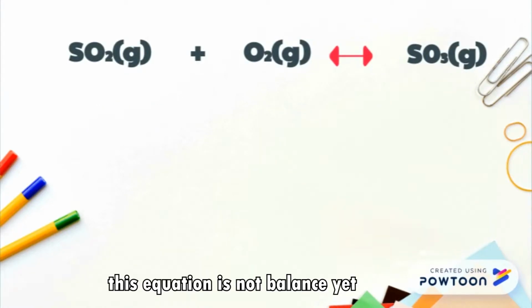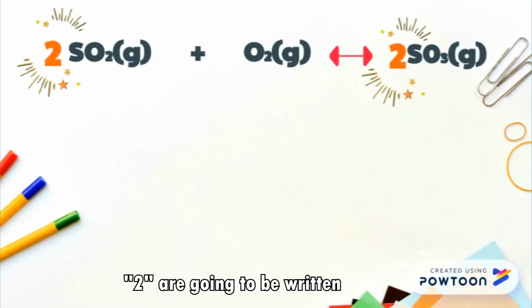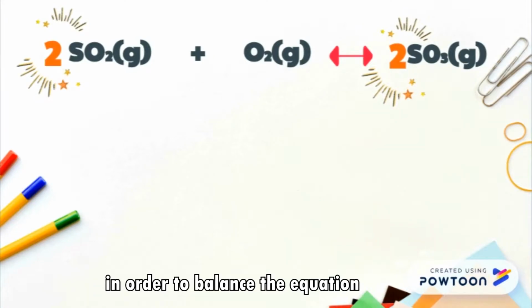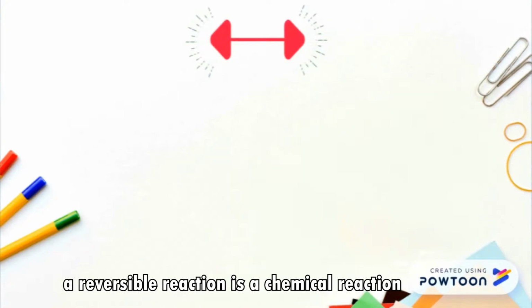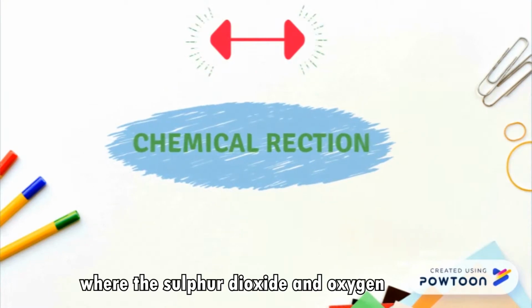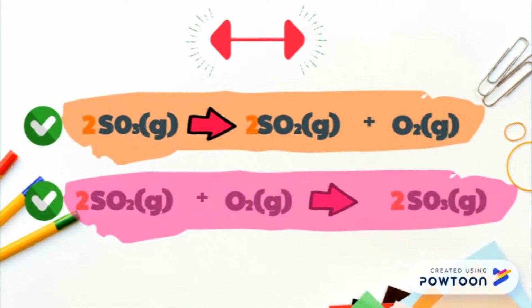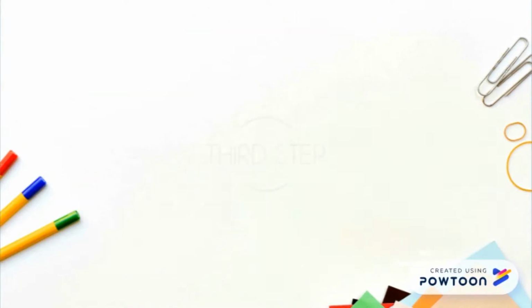This equation is not balanced yet. In front of SO2 and SO3, 2 is going to be written in order to balance the equation. Why is there a reversible sign in the equation? A reversible reaction is a chemical reaction where the SO2 and O2 form SO3 that in turn react together to give the reactants back.